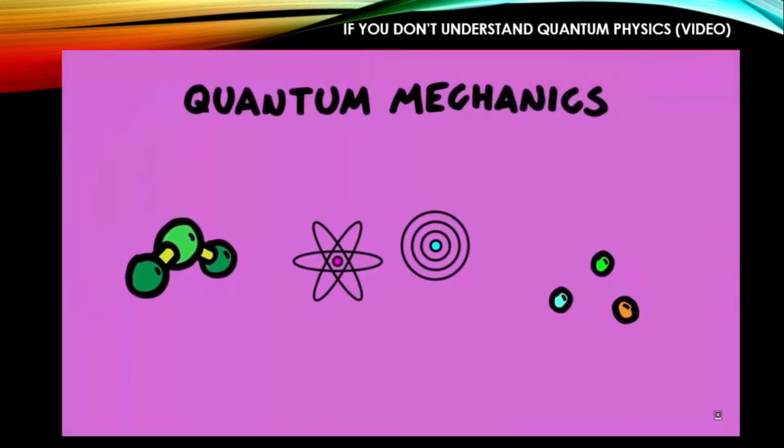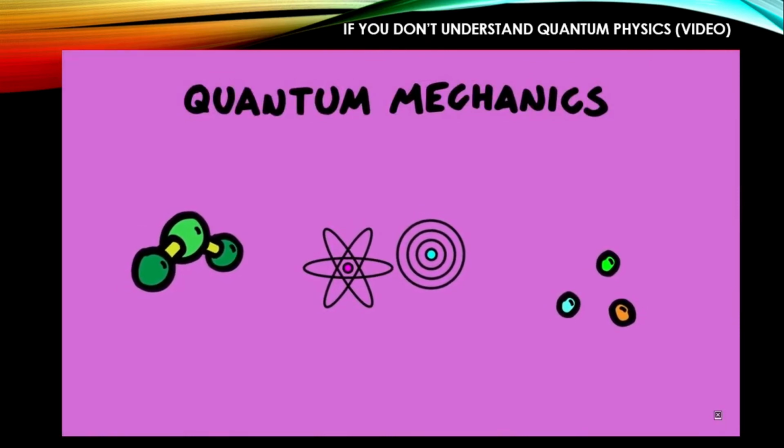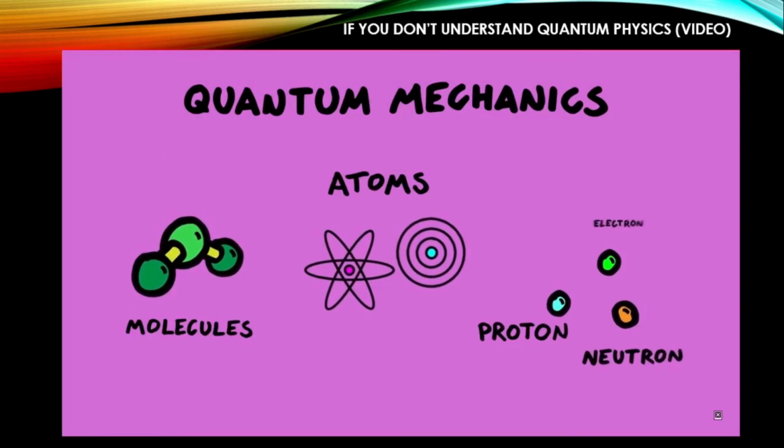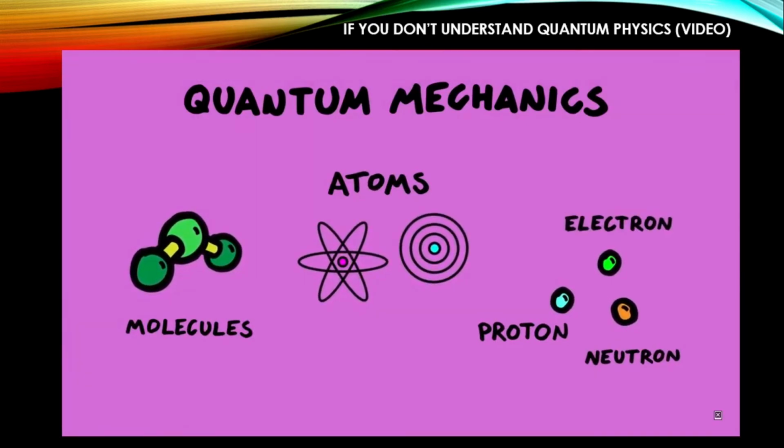So quantum physics is the part of physics that describes the very smallest things in our universe. Molecules, atoms, subatomic particles, things like that. And things down there don't quite work the same way that we're used to up here.